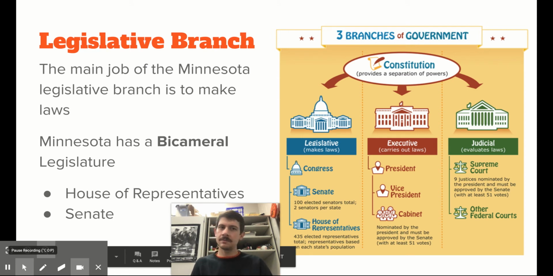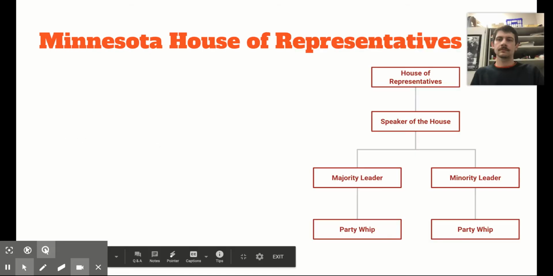Just like the federal government, Minnesota also has the division of powers between the legislative, executive, and judicial. The main job, just like the federal legislative branch, is to make laws, to oversee and pass laws for the entire state of Minnesota. Minnesota has a bicameral legislature, just like the federal government, meaning it has two houses. We have a House of Representatives and we have a Minnesota State Senate. Actually, 49 out of the 50 states are exactly like this. There's only one state in the United States that has a unicameral, meaning one house, government, and that's Nebraska. They only have a House of Representatives, and they're just weird because of it.